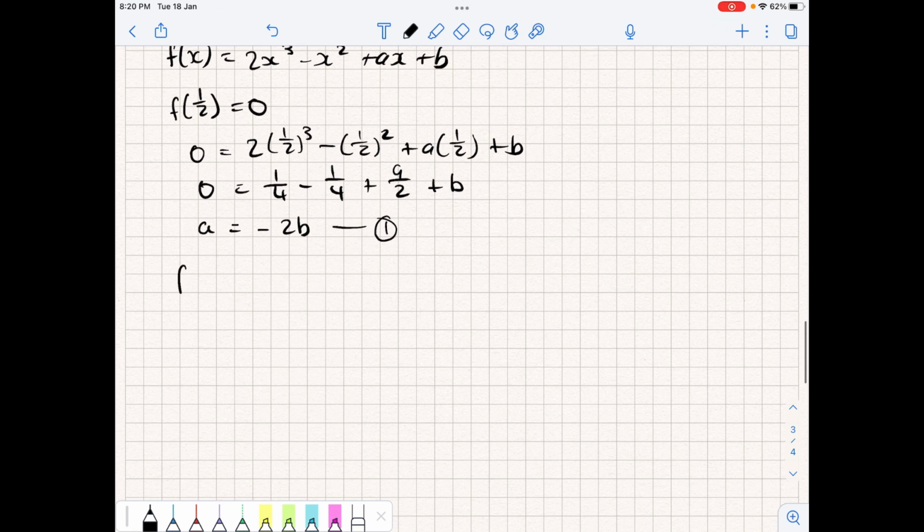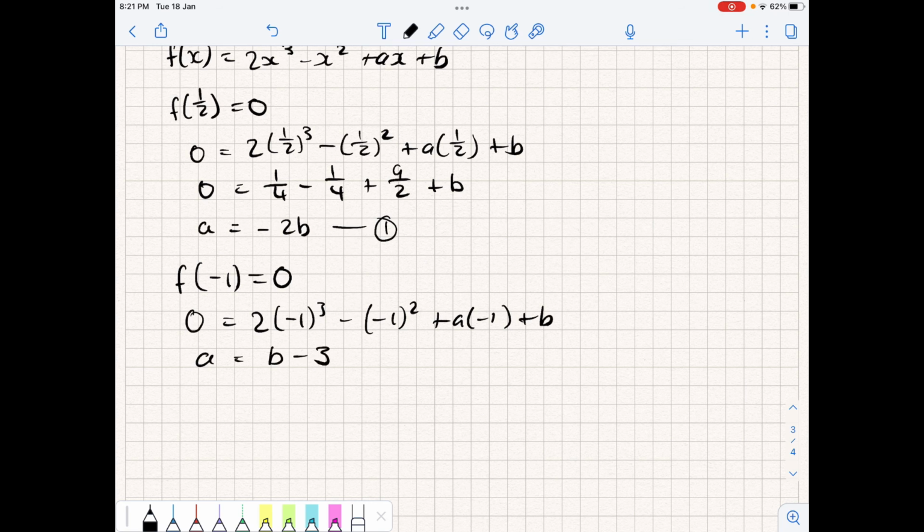Now we can do the same thing with the other factor of x minus 1. So if I put in minus 1, I'll also get 0. That means that everywhere there's an x, I put in minus 1, minus 1 squared plus a times minus 1 plus b. And I can simplify this into a is equal to b minus 3. This is my second simultaneous equation.